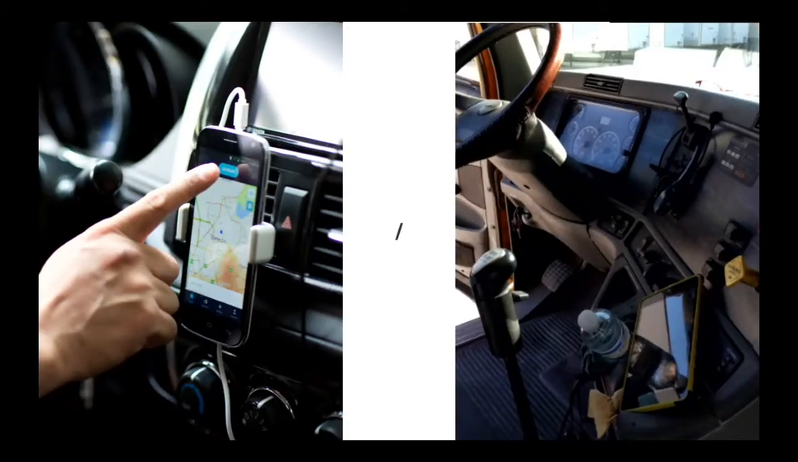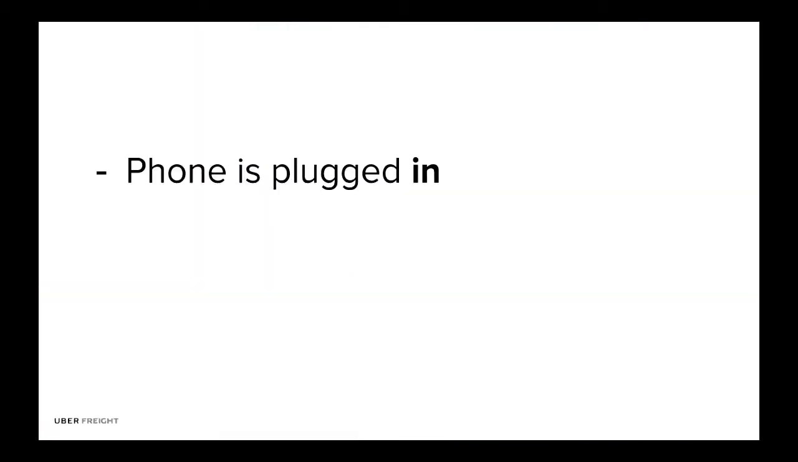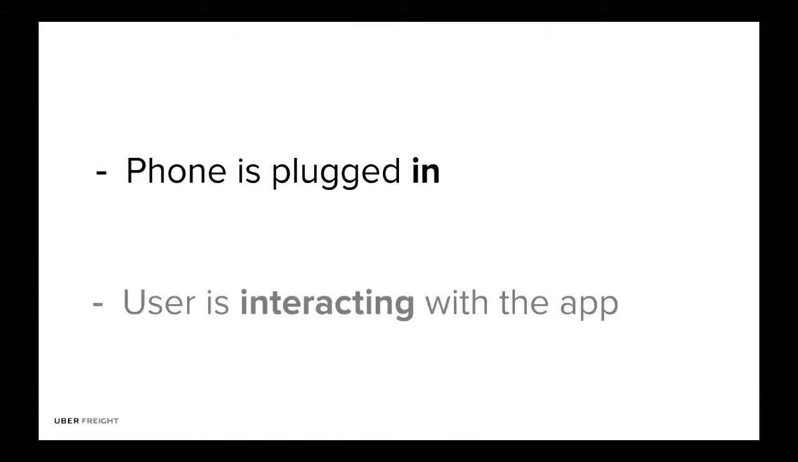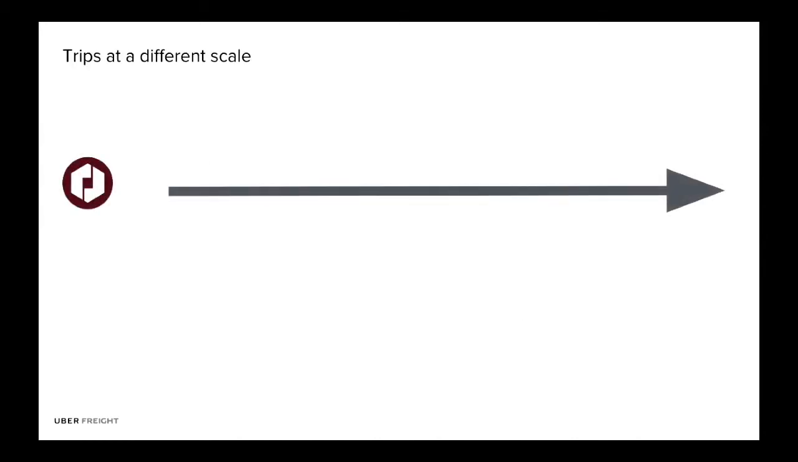I'll show you two pictures, and we'll try to understand the main differences between them. On the left side, we can see an Uber driver using the ride-sharing application, and on the right side, an Uber Freight driver. On the left, the phone is plugged in, and the user is actually interacting with the application. We'll see why these two behaviors are tightly coupled, why they matter, and why it makes it harder for us to develop reliable tracking systems that work at all times while drivers are moving loads between pickup and drop-off facilities.